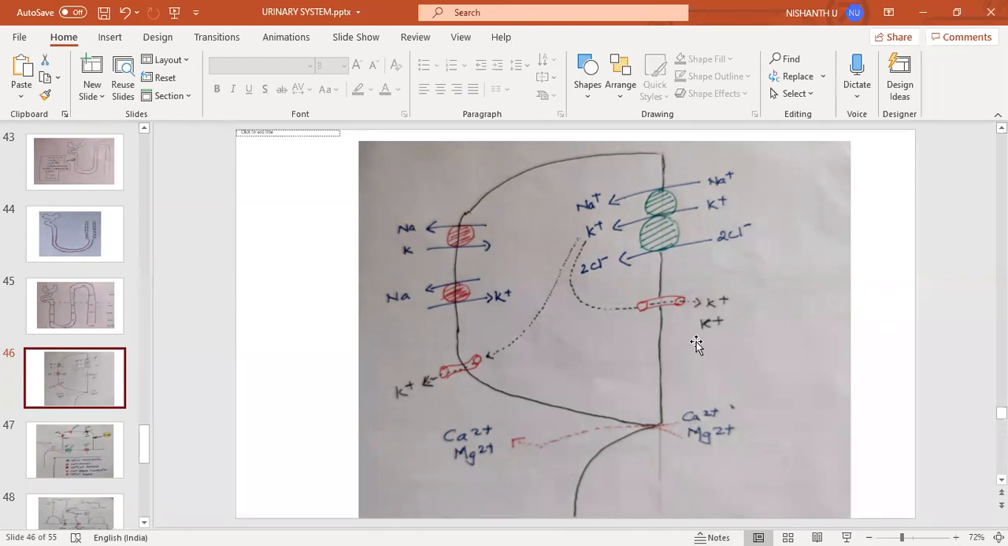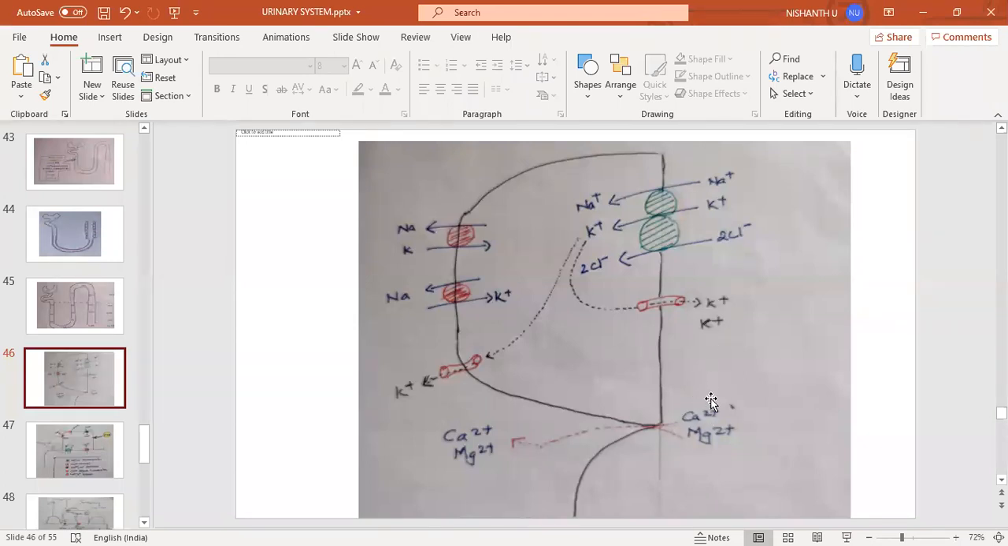Once it reaches the thick loop of Henle, here the charge is so positive. It is so positive here because of the potassium. I told you that it is approximately 8 millivolts. Further, this is a monovalent cation. Potassium is monovalent, whereas calcium and magnesium are divalent. So this potassium, what will it do? It will not allow this calcium and magnesium to come forward because already the charge is too positive in this particular area.